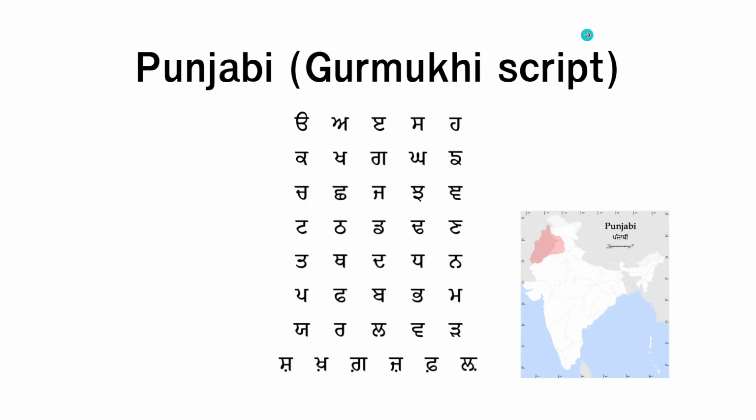And the next one is Punjabi, spoken in Punjab, northwestern part of the country. It uses the Gurmukhi script. Excuse my pronunciation. Okay, this language, I think if you've seen it enough times, it's not too hard to tell apart.